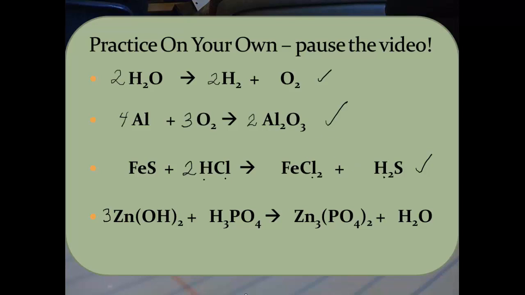Next, I like to balance my polyatomics. For my phosphate, I have 2 on the product side. So I want 2 on the reactant side, so I put a 2 in front of the phosphoric acid.